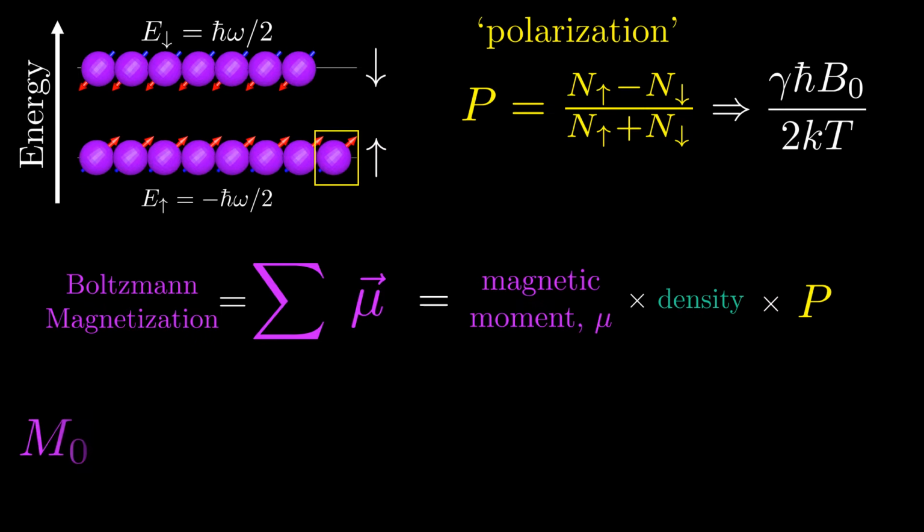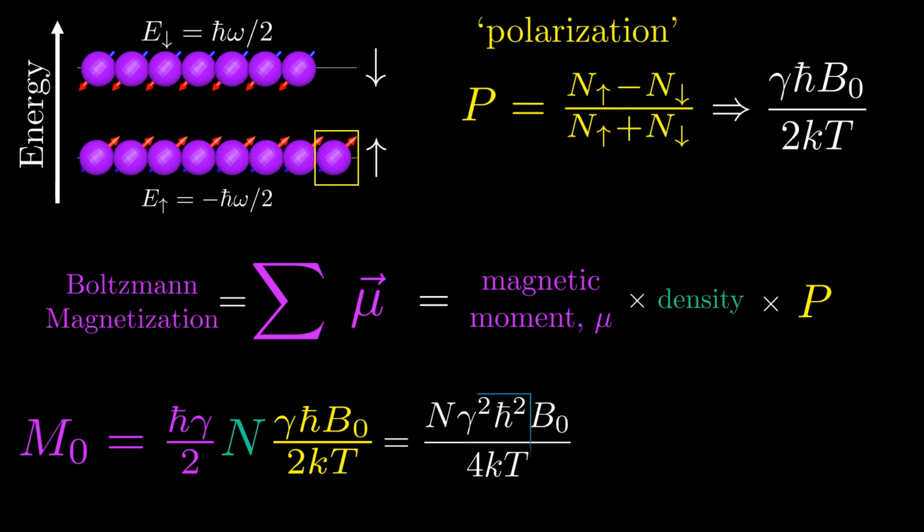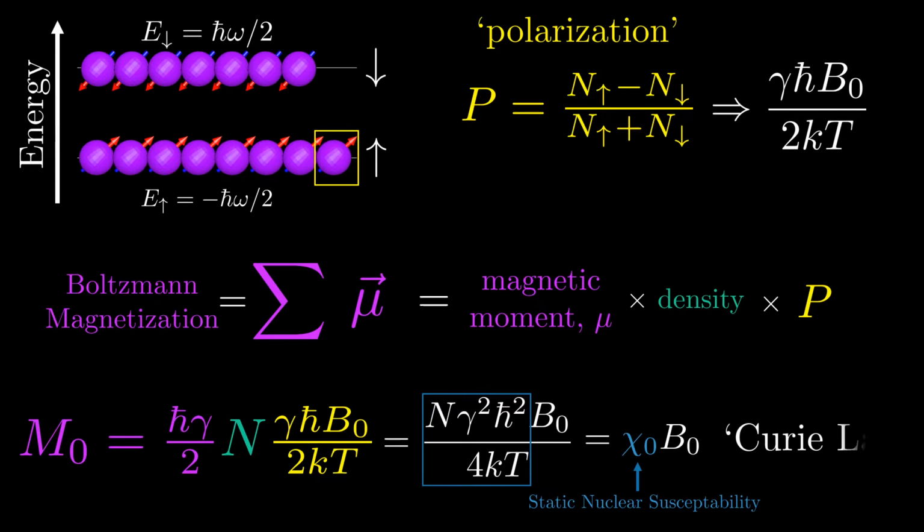So plugging in these values, we find the total magnetization of a proton sample in a magnetic field B0 is given by this expression. We often compile all these terms into a single variable, chi0, which is the static nuclear susceptibility of a sample. It essentially tells you how big of a magnetic moment you'll get in a given magnetic field strength, and it is inversely proportional to temperature. This is called the Curie law, after Pierre Curie, husband of Marie Curie.